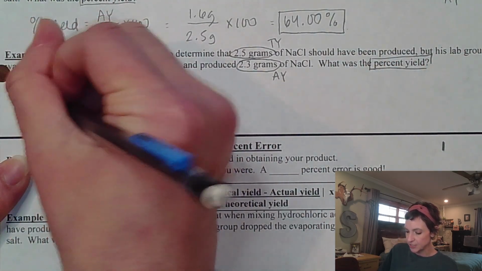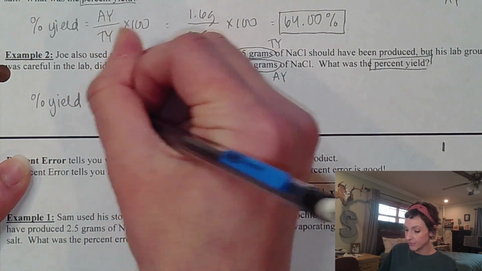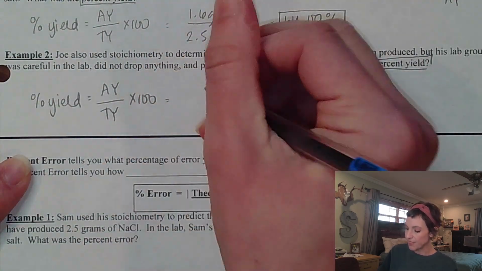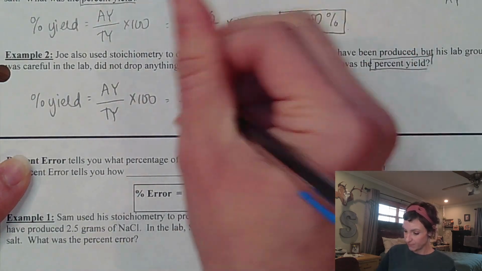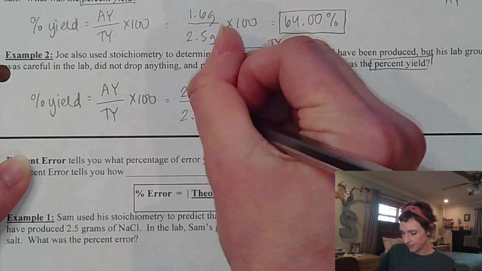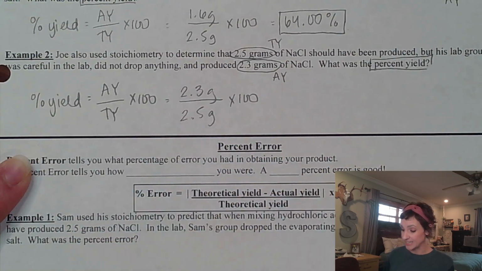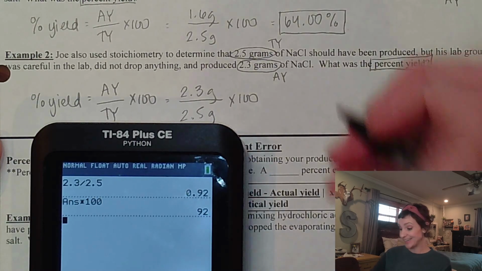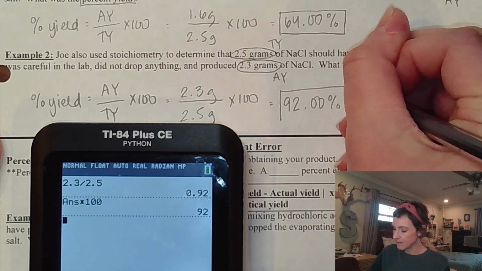Once again, establish our equation. Percent yield is equal to actual yield over theoretical yield times 100. The values I'm plugging in are my actual yield, what they produced in the lab, 2.3 grams, and the theoretical yield, what they should have produced according to calculations. So I've got my equation and my substitution, and now I'm ready to blast out my answer. I have 2.3 divided by 2.5 times 100. 92% yield. That is so much better than Sam's group. 92.00%. Wow, that's pretty accurate.